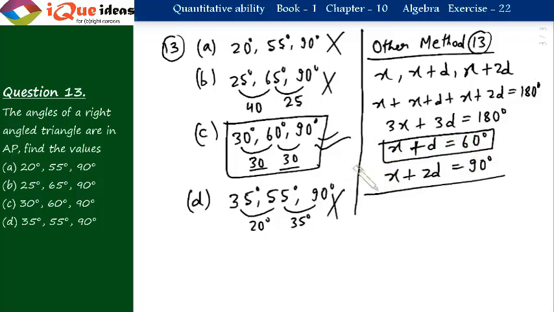Simply subtract. So x plus d minus x plus 2d equals 60 minus 90. x and x get cancelled. d minus 2d is minus d. 60 minus 90 is minus 30. So d is equal to 30 degrees. Alright. Now if d is 30, put it in the first equation, you will get x equal to 30 degrees.